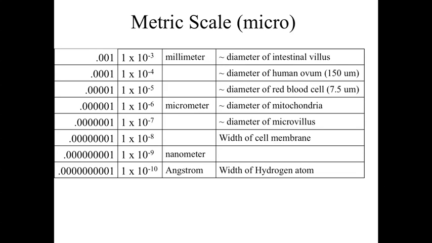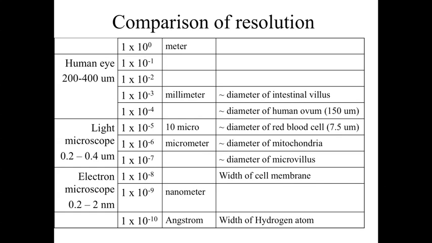And then we get down to 1 times 10 to the negative 9th, a nanometer, and 1 times 10 to the negative 10th, an angstrom, which is basically the width of a hydrogen atom. And so you get an idea of the scale that we're looking at, and recognize that we're probably not going to get down to the level of being able to look at atoms, but we can understand how these things are going to be related to one another.